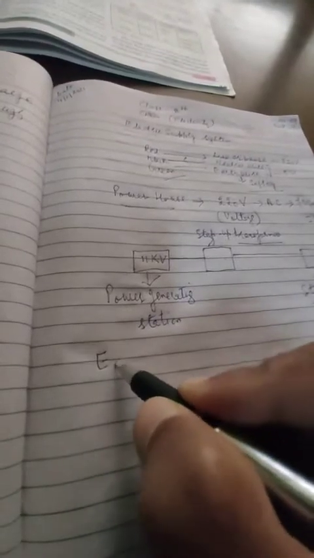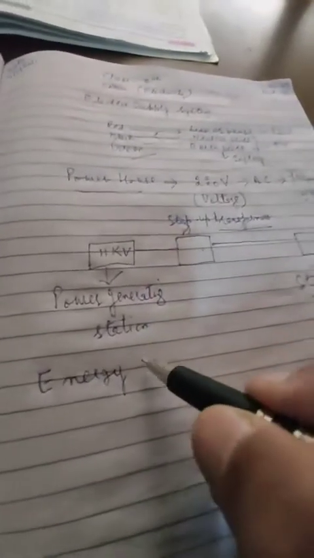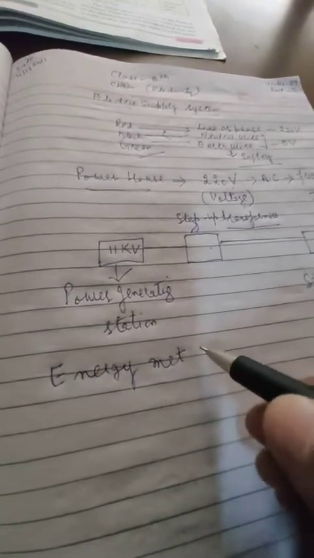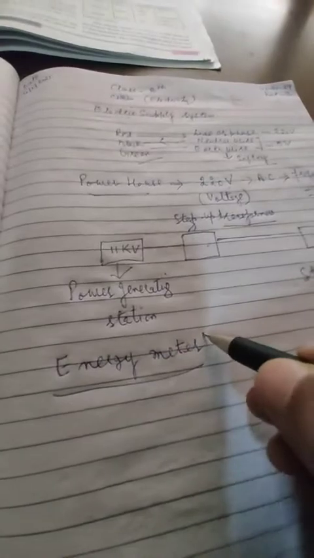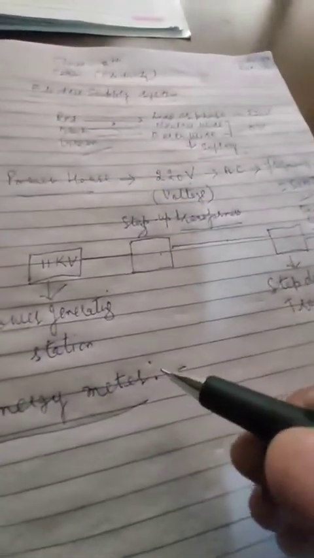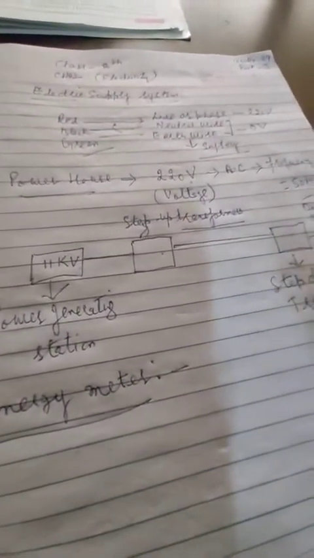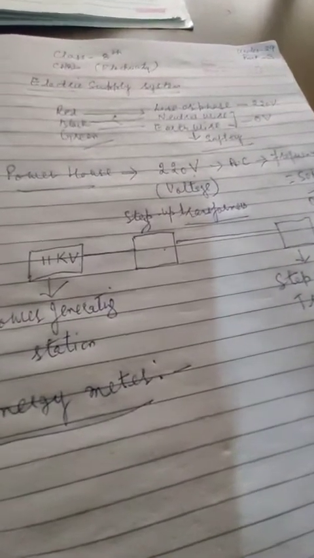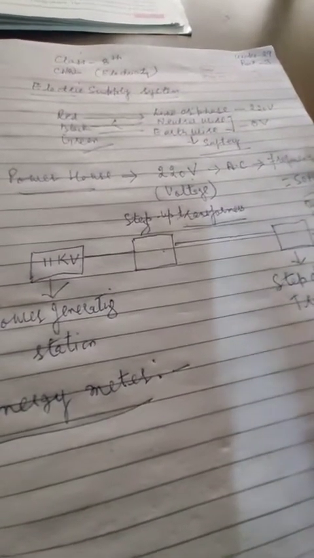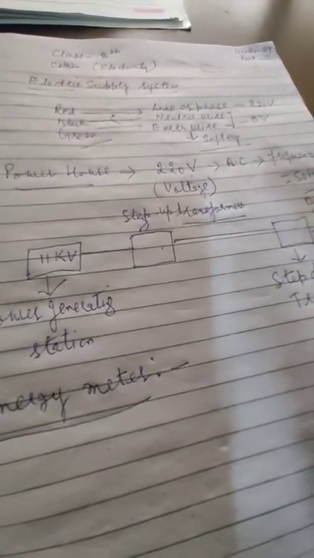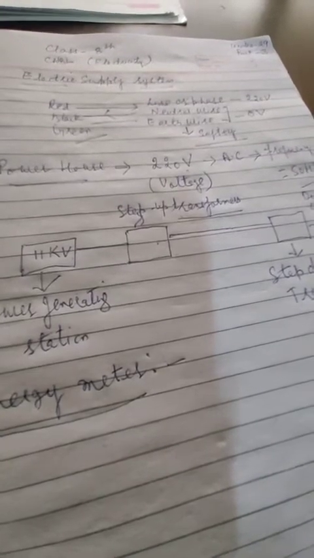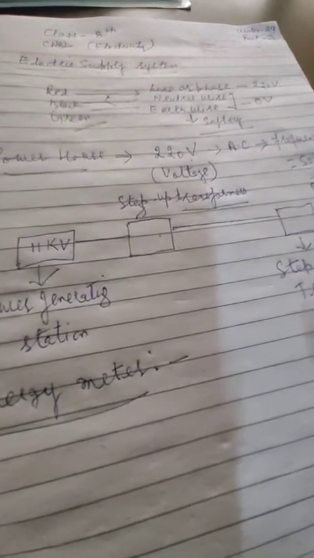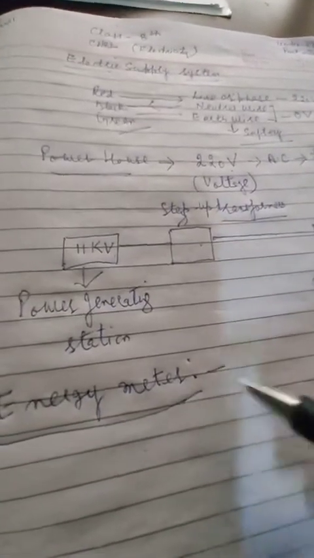Then the next topic is energy meter. Generally, earlier this meter was installed on the walls of our houses. Now it has been shifted to the community panels. Now this meter is shifted to the panels. Clear?